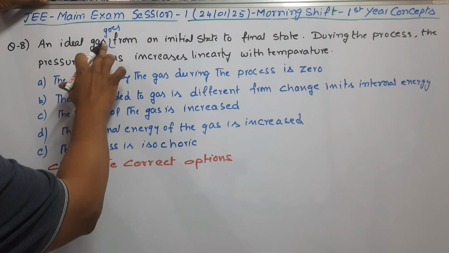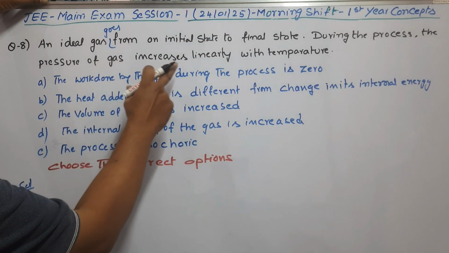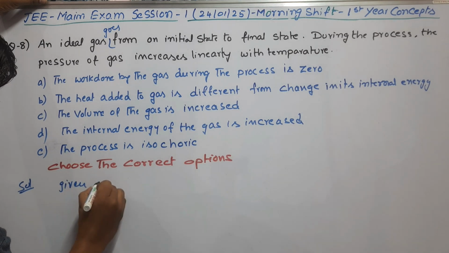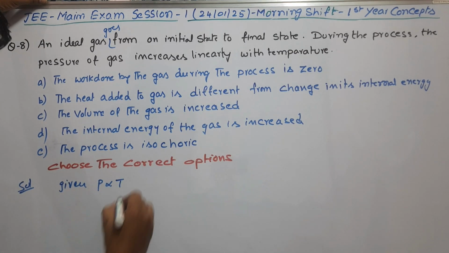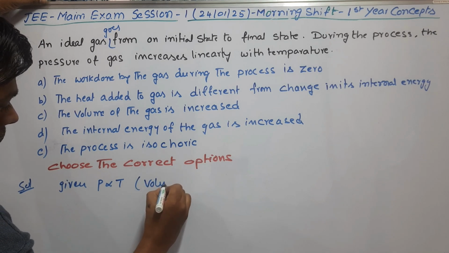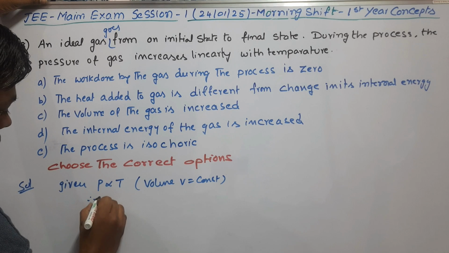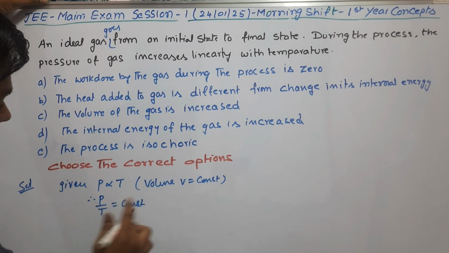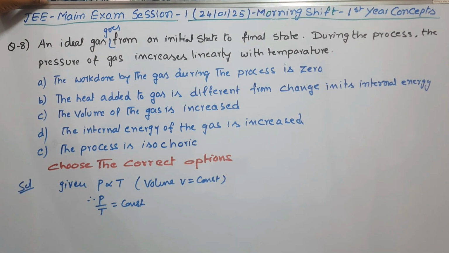An ideal gas goes from initial state to final state. During this process, the pressure of the gas increases linearly with the temperature. That means volume V is equal to constant. Therefore, P by T is equal to constant. So with temperature, pressure increases linearly, and both are directly proportional to each other.